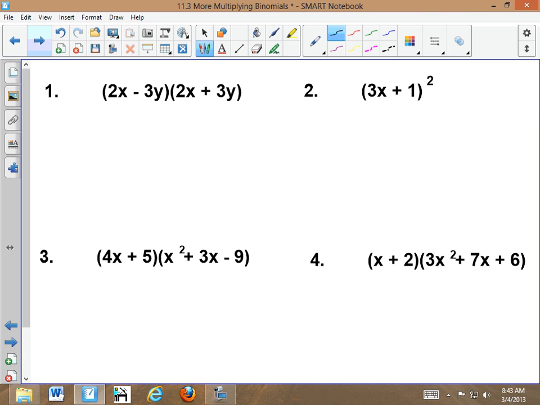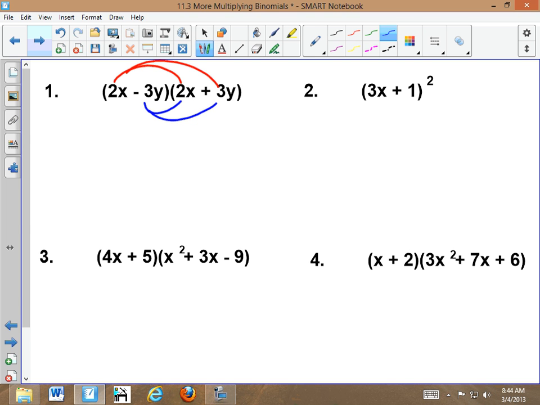Okay. We're going to skip number 1. Well, now let's go ahead and do number 1. Let's do number 1 just because. Okay, so, again, first number in the first binomial gets multiplied to everything in the second binomial. Second number gets multiplied to everything in the second binomial. Now, the second number, that's negative 3. That is a negative 3, okay?